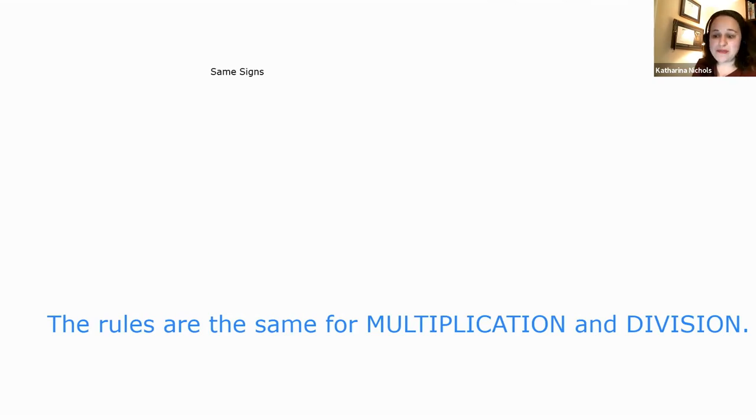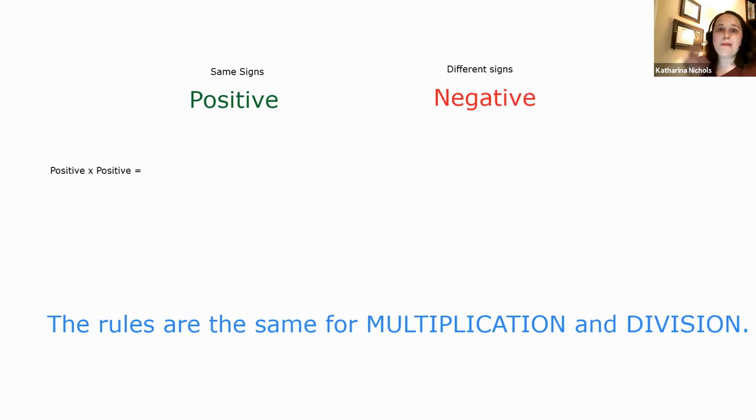If I have the same signs, my answer will be positive. And if I have different signs, my answer will be negative. So that means if I have a positive times a positive, my answer will be positive. Same thing goes for a positive divided by a positive. If I have a negative times a negative, this is the weird one, that's still positive. I still have the same signs.